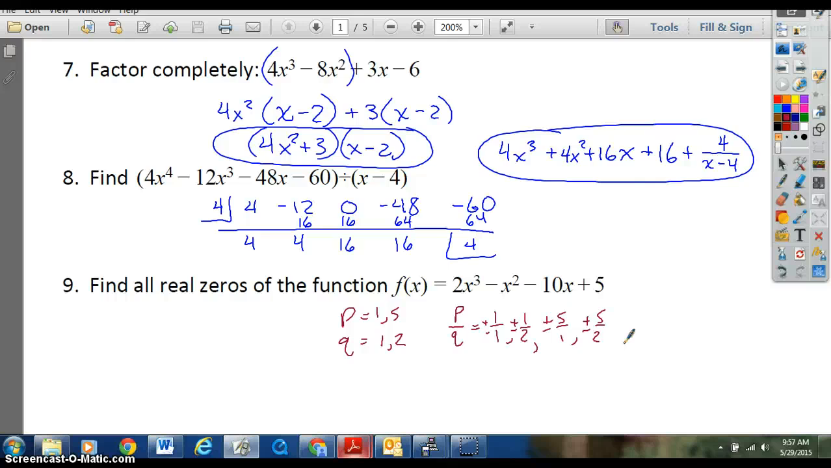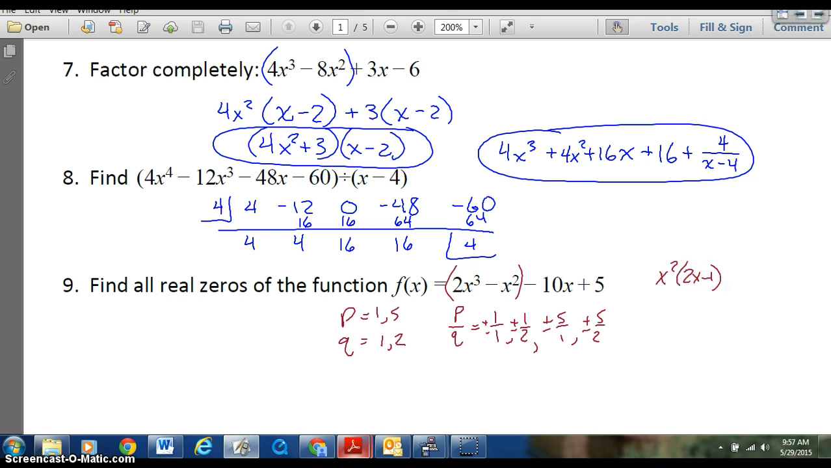Actually I can pull a GCF out. So this is actually more work than what I had to do. Just recognize this, that I can pull an x squared out. Leaves me with 2x minus 1. I can pull out a negative 5 here.